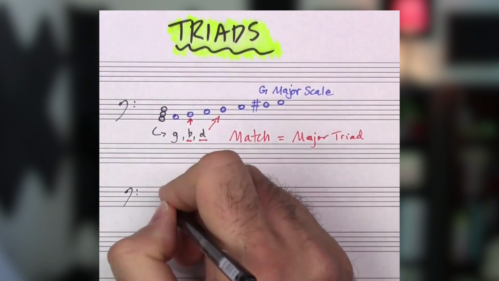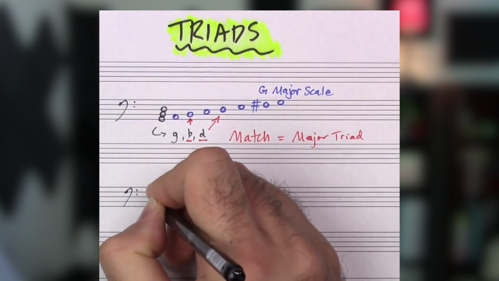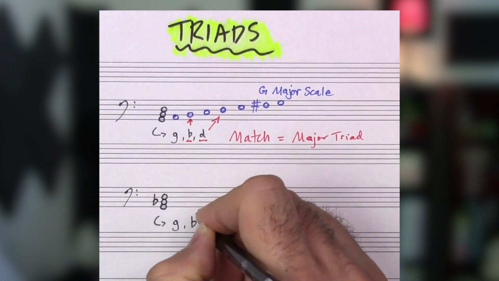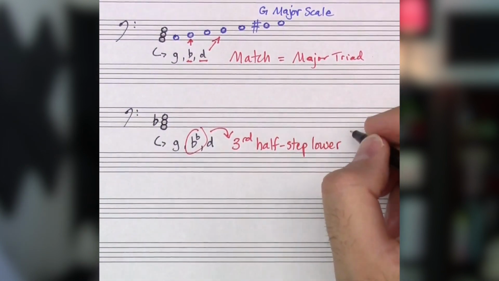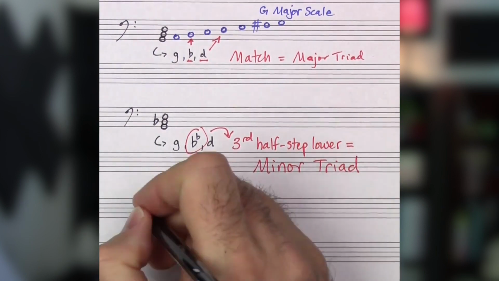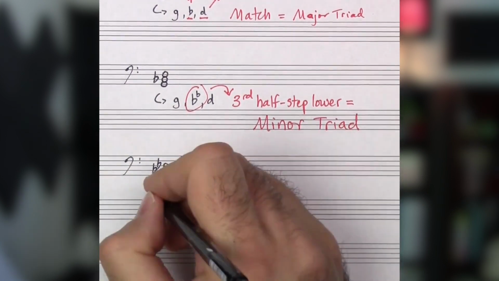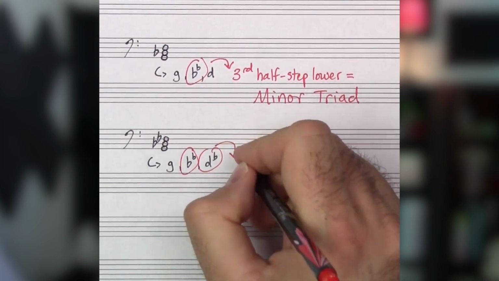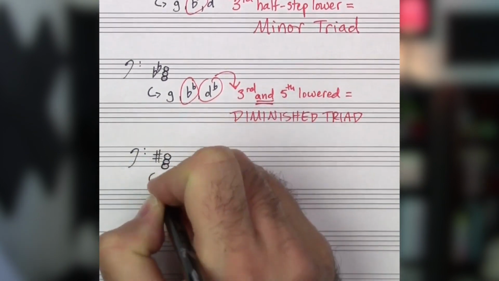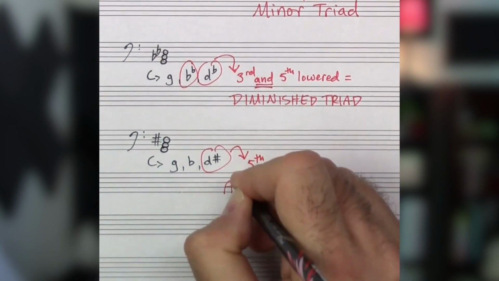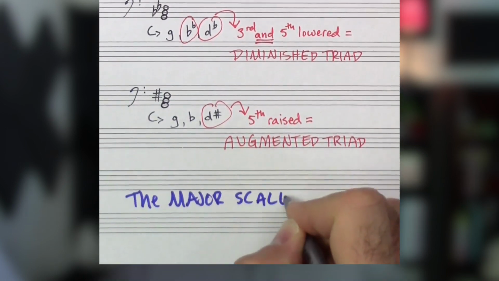If the third of the triad is a half step lower than the third in the major scale, or put another way, if the third in the triad matches the third in a minor scale, then you have a minor triad. If the third and the fifth are both lowered a half step compared to the major scale, then you have a diminished triad. If the fifth is raised a half step, then you have an augmented triad. This is just one more of the many ways the major scale comes in handy.